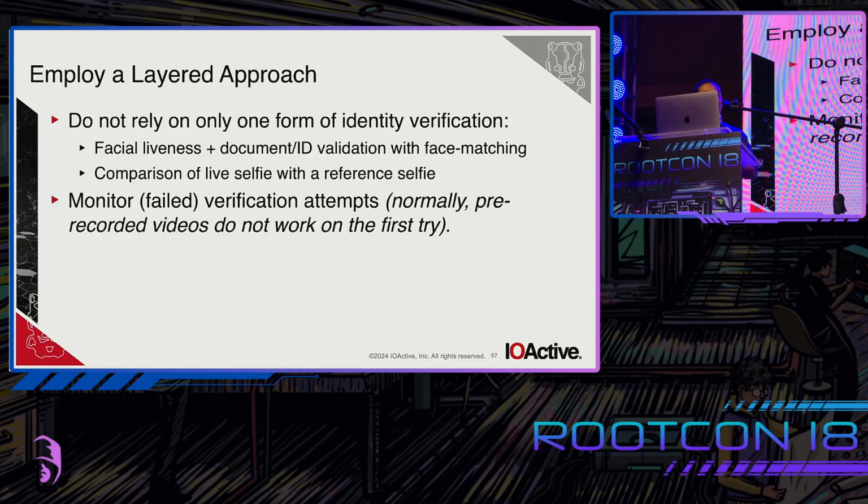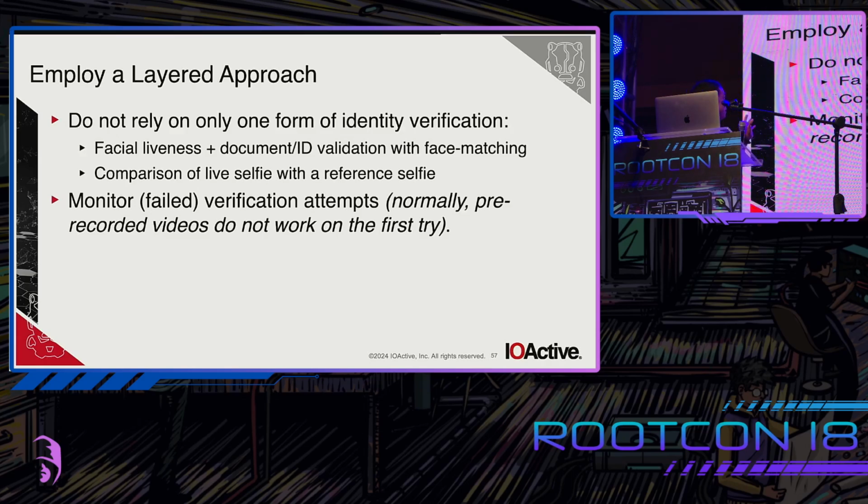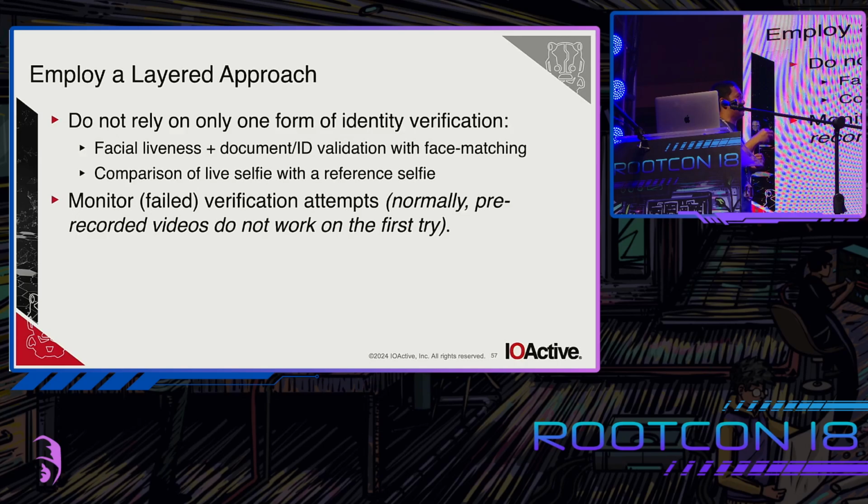Obviously, we also have to employ a layered approach. We should not rely on just one form of identity verification. We can combine facial liveness with document or ID validation and face matching, wherein the system makes sure that the face being presented is the same face that's on their ID. We also have to do monitoring and logging of the different verification attempts. This is very crucial because pre-recorded videos and virtual cameras do not work reliably on the first try.